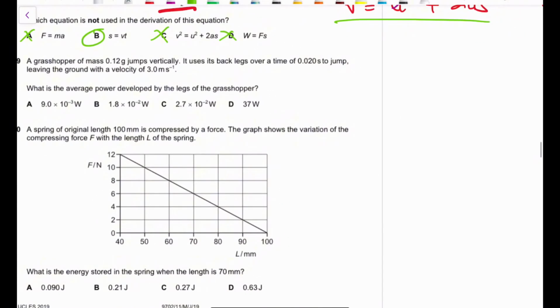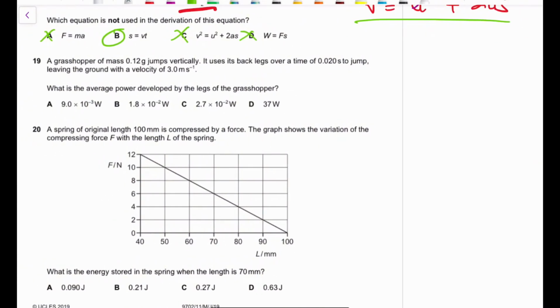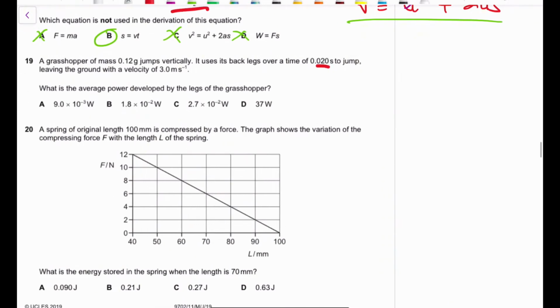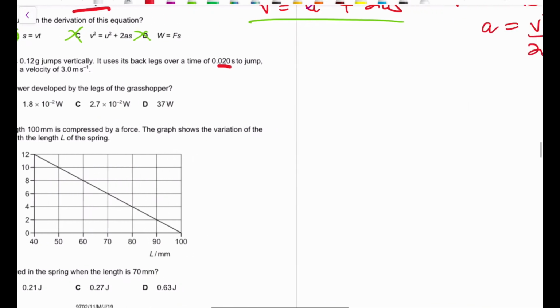Very important. Okay. A grasshopper of mass 0.12 grams jumps vertically. It uses its back legs. So that's our grasshopper. It's going to use its back legs to jump over a time of 0.02. It leaves the ground with a velocity of 3 meters per second. What is the average power developed by the legs of the grasshopper?